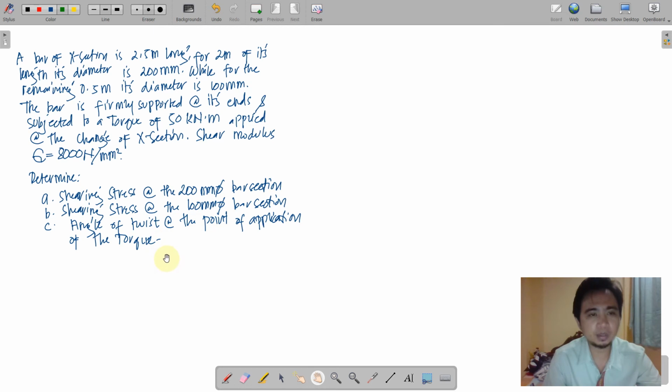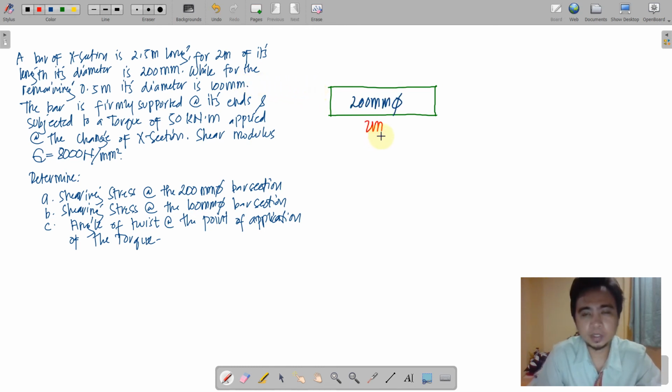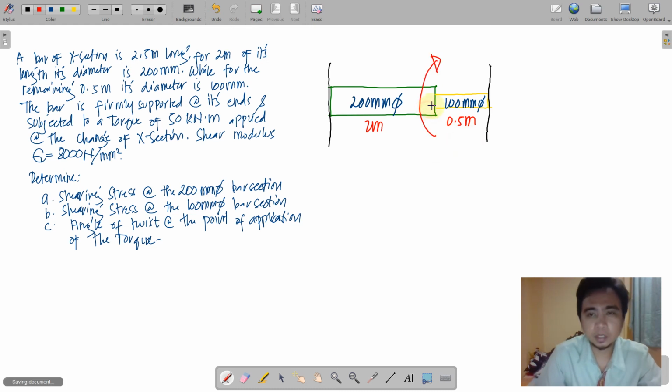So basically, we need to determine or illustrate the figure according to the conditions of the problem. First, we have here the cross section of 200 millimeter diameter for a 2 meter length and eventually reduced at length of half meter, and this is 100 millimeter diameter. So both ends are restrained. Here it is. And a torque is applied at the change of cross section. This is equivalent to 50 kilonewton meter.